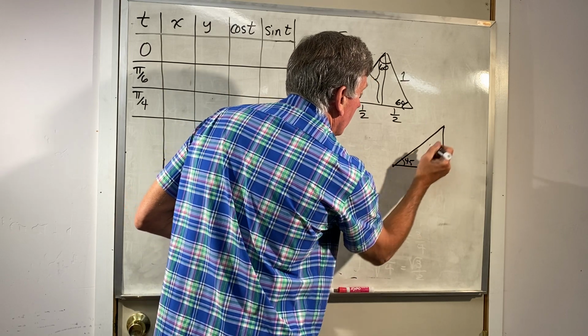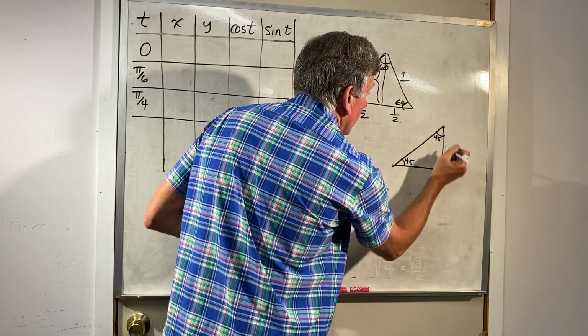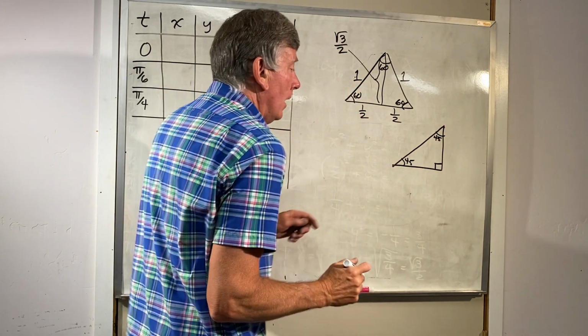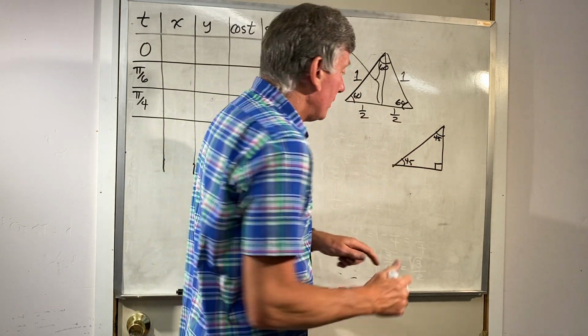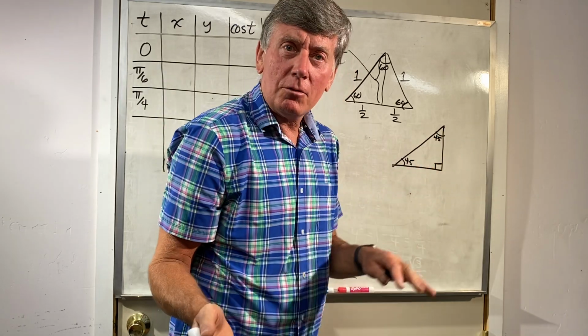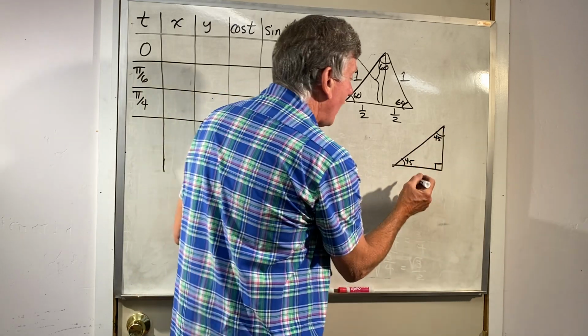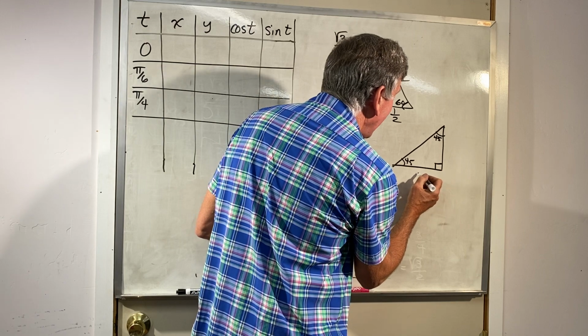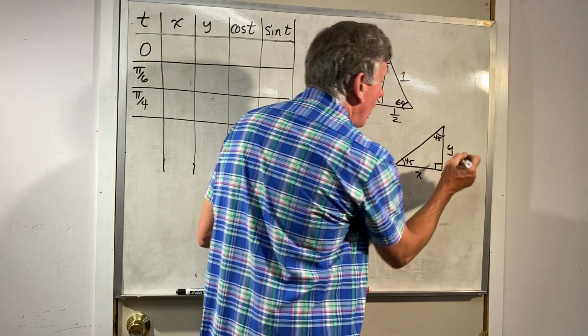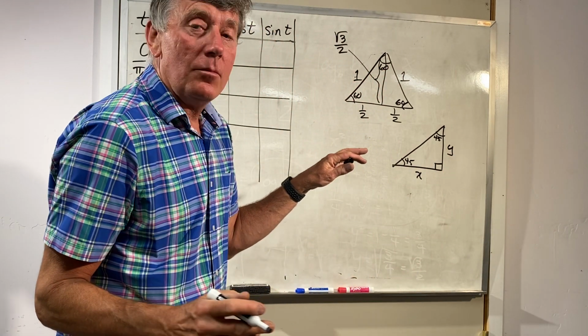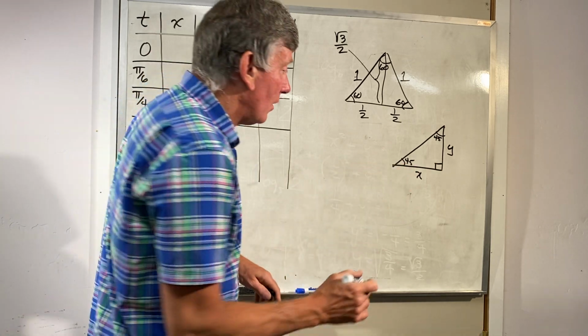45, 45, 90. I'm interested in this triangle because if these angles are the same, you may remember from geometry that these sides are the same as well. But I don't know what they are. They're just x and y. But I know this. They're the same.